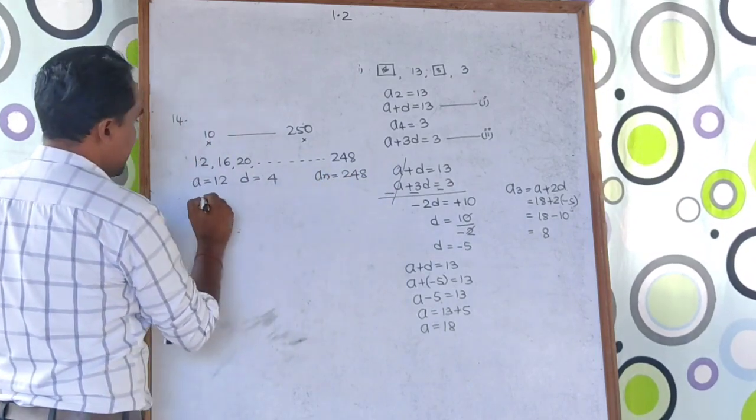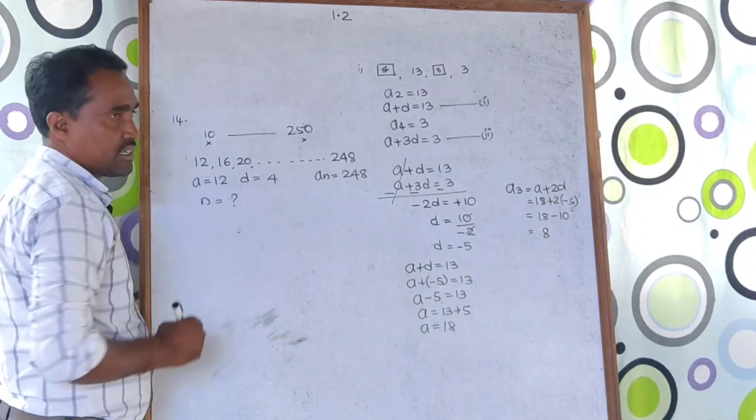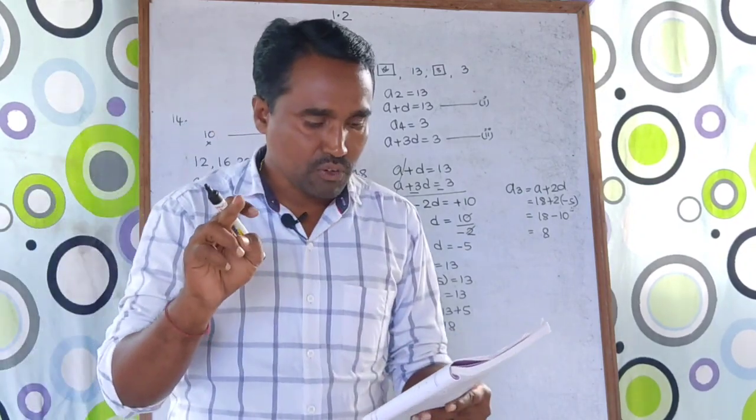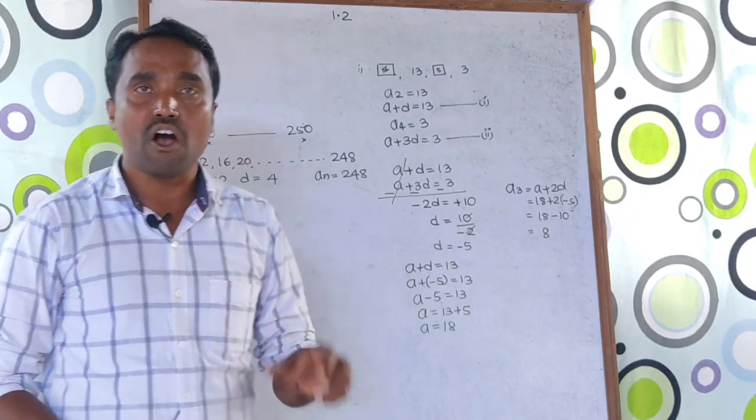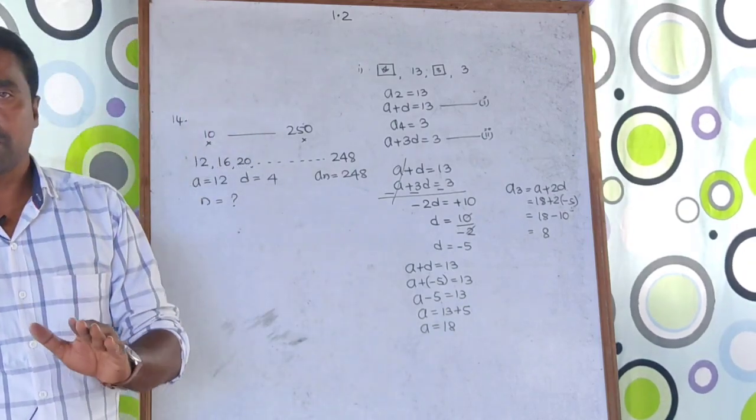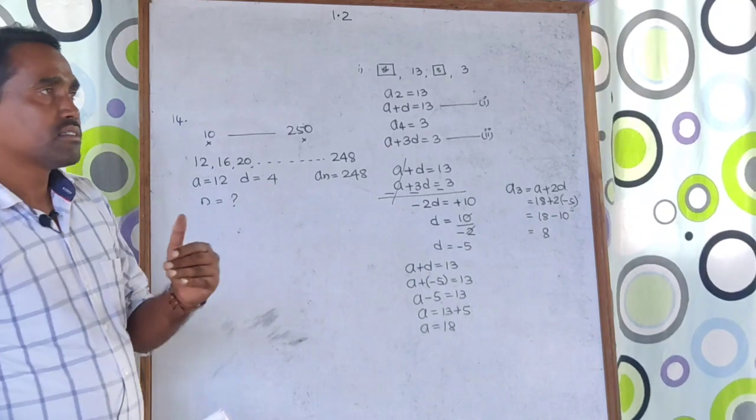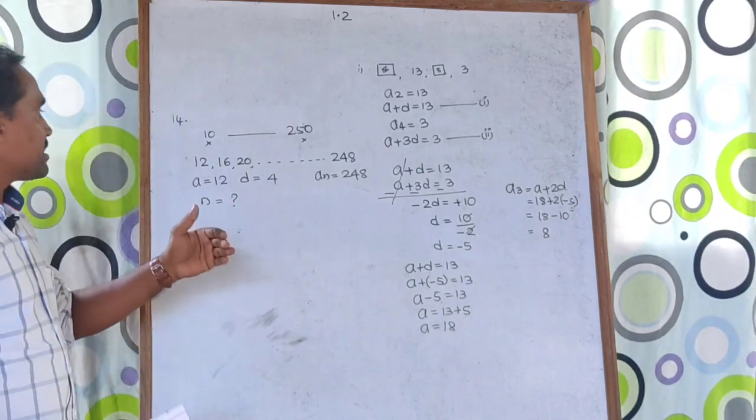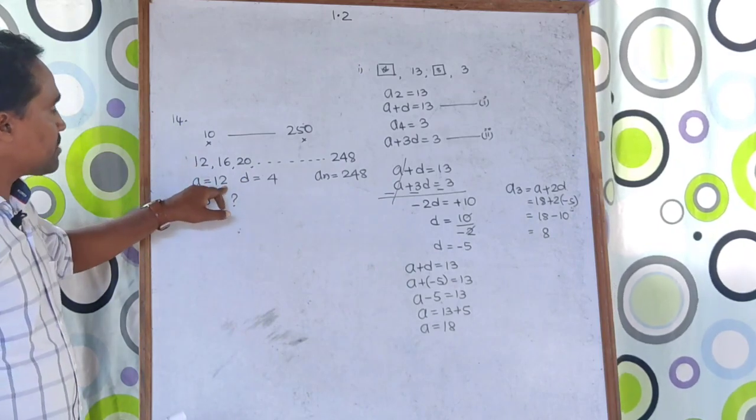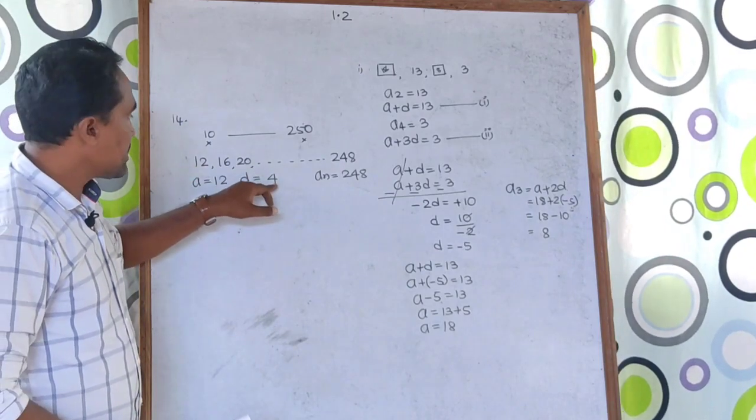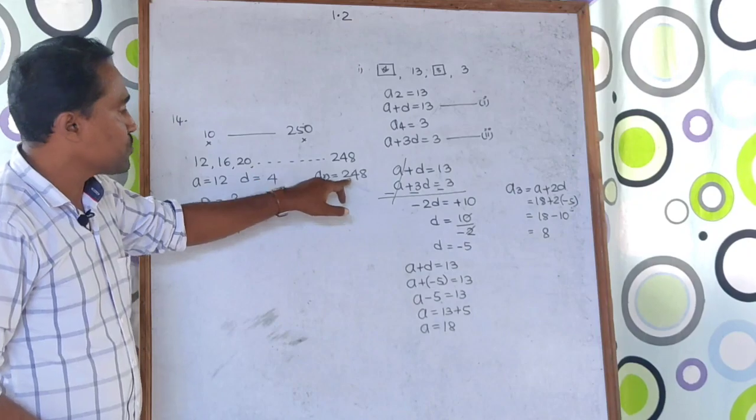N has not been given here. The question is how many multiples of 4, that means how many terms are available which are multiples of 4, starting from 10 up to 250. Then the first number is 12, D is 4, and the last term is 248.